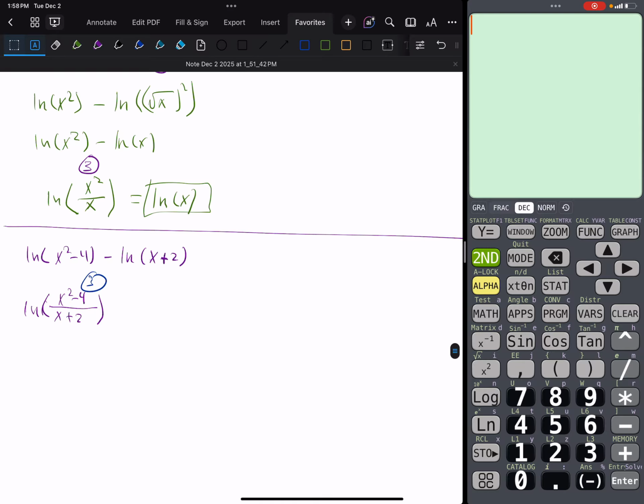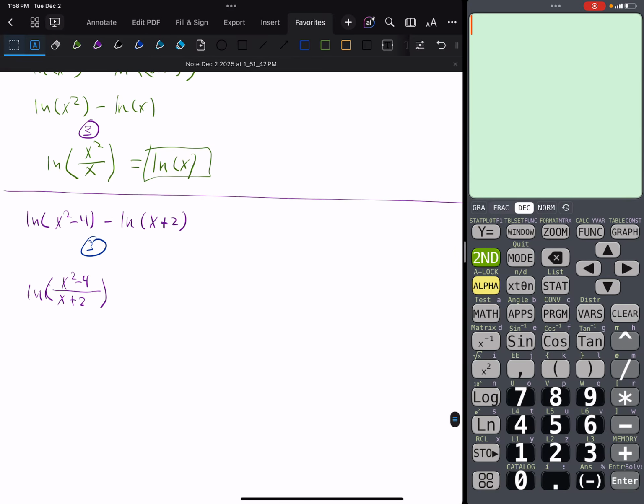And you turn that in, you're all happy, and you get a 3.5 out of 5, or 4 out of 5, as far as the problem's grade goes. And the reason is we were supposed to notice that this is an a squared minus b squared pattern in our numerator. And that difference of squares always factors to a plus b times a minus b.